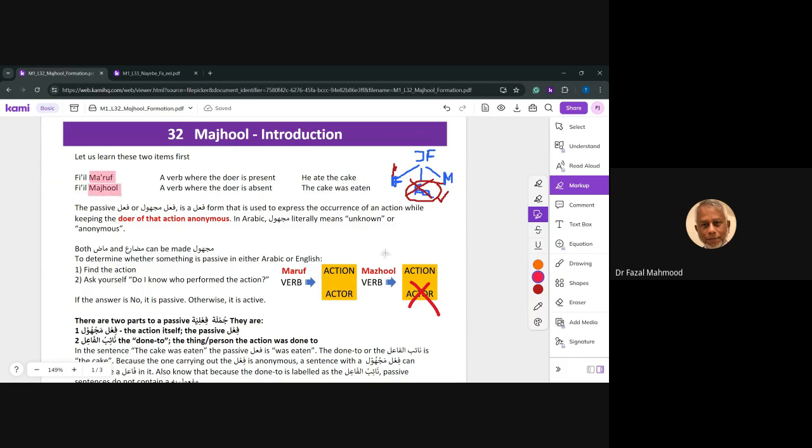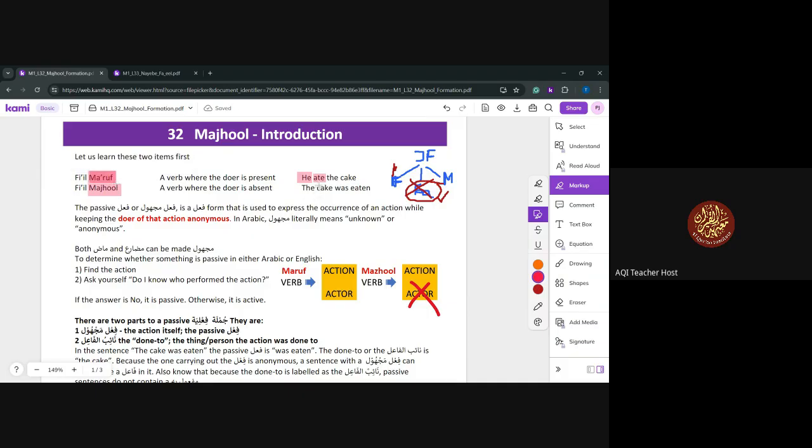Now let's see some examples, like "he ate the cake." In the sentence, first you find the action. Here my action is the word "ate." Now you might ask yourself, who ate the cake, or who did this action? If you find a doer, like in this case, the doer is "he," so the doer is present in the sentence. So the verb would be fi'l ma'ruf, meaning in its active form.